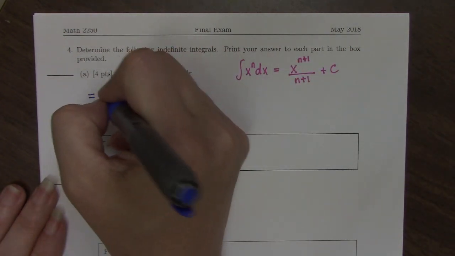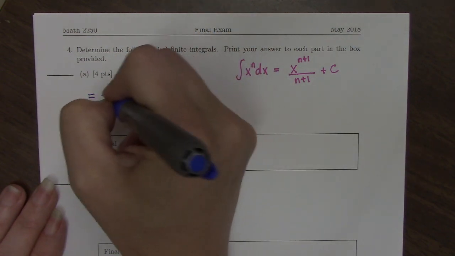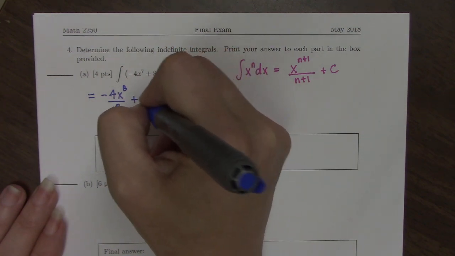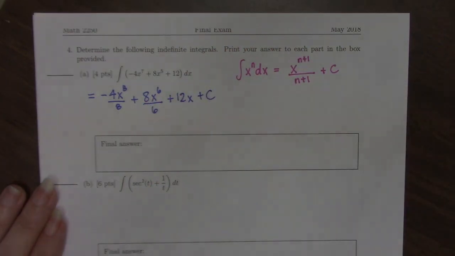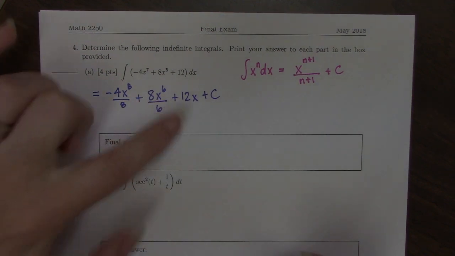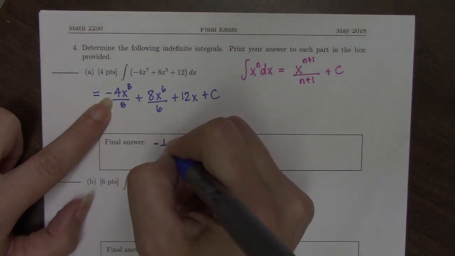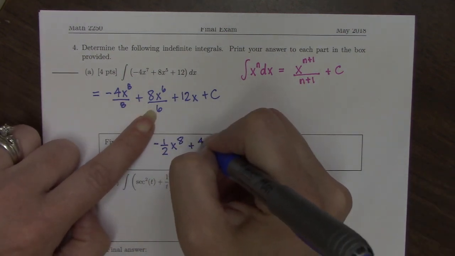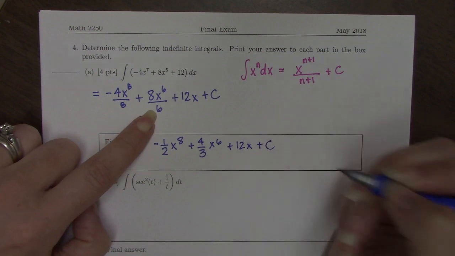So we're going to do this all the way across. So I have negative 4x to the 7th, so I add 1 to get 8 and then divide by 8. Plus 8x to the 6th and then divide by 6, plus 12x plus c. You could technically stop at this answer, but when we put our final answer in, it's just sometimes nice to reduce those coefficients a little bit. So 4 over 8, that's negative 1/2 x to the 8th. 8 over 6 reduces to 4/3, plus 12x plus c.